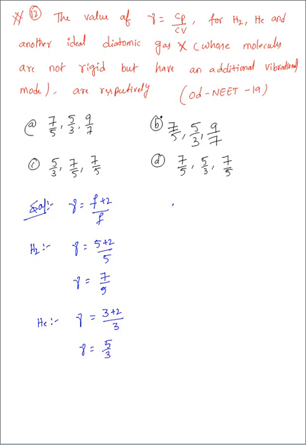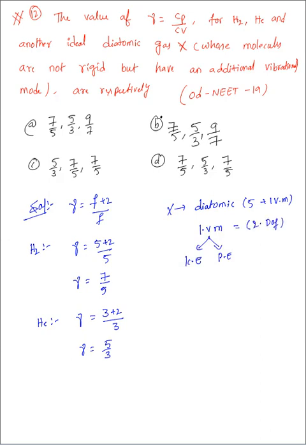Next, X they have given. X they told is diatomic. Diatomic generally has how many degrees of freedom? 5 plus 1 vibrational mode they are asking here. Generally we studied that 1 vibrational mode has 2 degrees of freedom, one for kinetic energy and one for potential energy. So 1 vibrational mode equals 2 degrees of freedom.